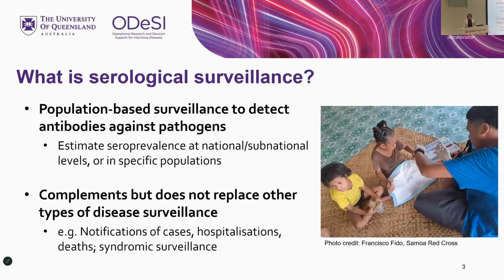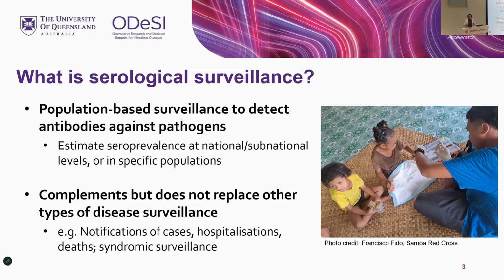So firstly, what is serological surveillance? Some of you would already be quite familiar with that. For those of you who are not, it's population-based surveillance to detect antibodies against pathogens. So some studies would just be looking at one pathogen, some could be looking at multiple pathogens, and we're doing this to estimate the prevalence of these antibodies at a population level. So that could be national, subnational, or specific populations to help us understand the epidemiology of a particular disease or diseases that we're looking at.